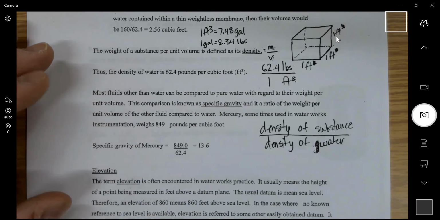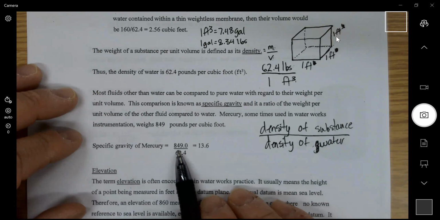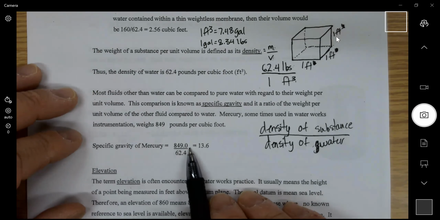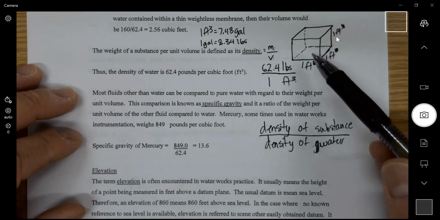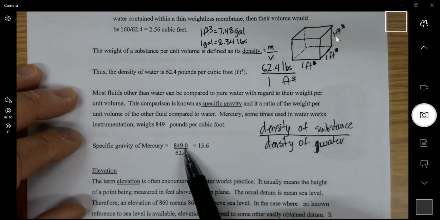So we're going to be talking about the very first substance here, which is mercury. If we were to take this cube and fill it full of mercury, that cube is going to weigh 849 pounds.